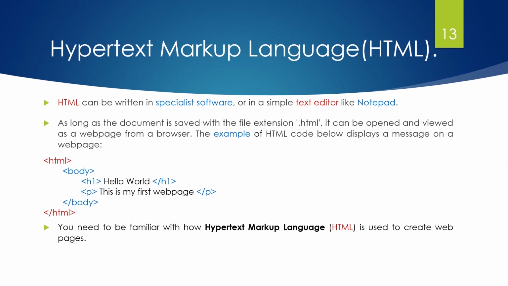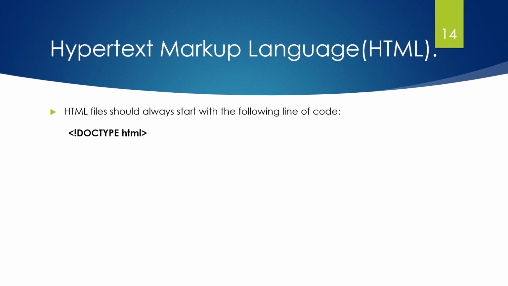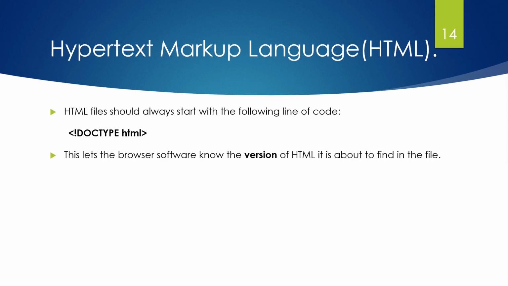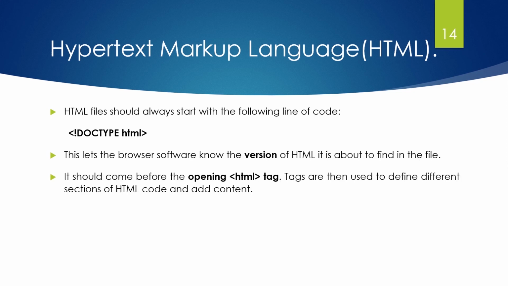You need to be familiar with how Hypertext Markup Language, that is HTML, is used to create web pages. HTML files should always start with the following line of code, which is doctype HTML. So what does this do? This lets the browser software know the version of HTML it is about to find in the file. It should come before the opening HTML tag.